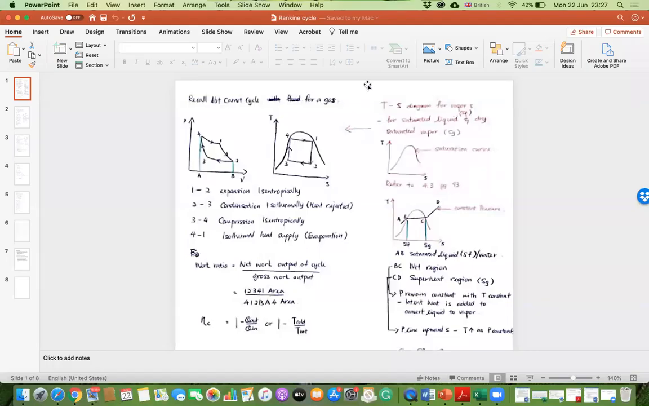Hello everyone, today we are going to learn about the vapor power cycle. Previously we have learned a few of the gas power cycles. They are the Otto cycle, diesel cycle and Brayton cycle. They are basically heat engines for most mobile applications. So for the vapor power cycle, what are the applications?